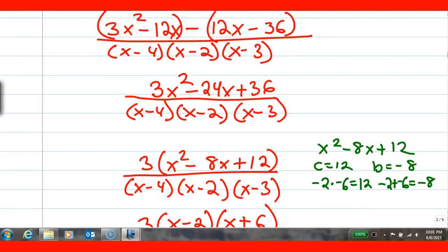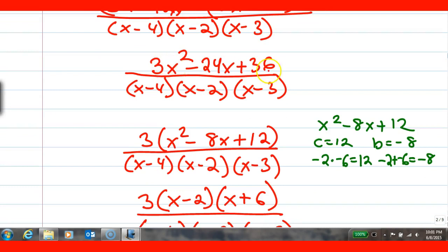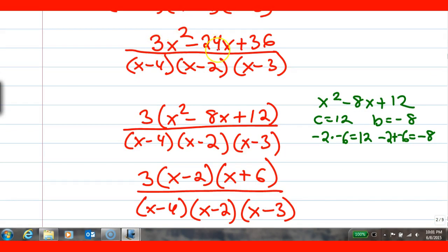Now I'm not quite done with this problem. I want to now factor this trinomial and see if I can do any more reducing to simplify. So first I see they have 3's in common, so I'm going to pull out the 3. So I divided the 3 out, leaving me with an x squared minus an 8x plus a 12. Let's factor that trinomial. So I put it over here to the side. I see that in my C position I have a 12, in my B position I have a negative 8. I know that a negative 2 times a negative 6 will make a positive 12. A negative 2 plus a negative 6 then sums to a negative 8.